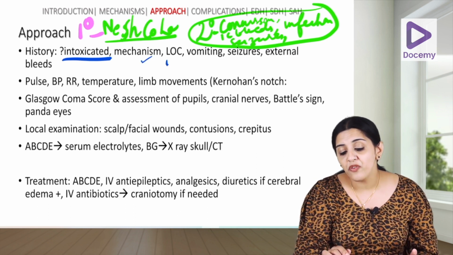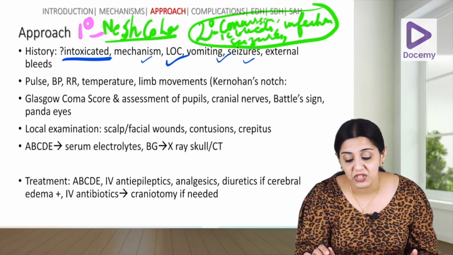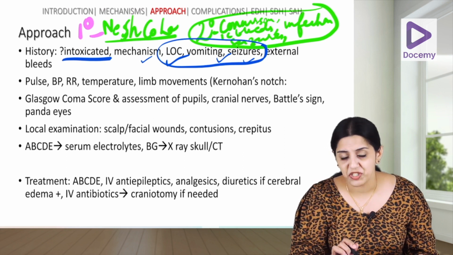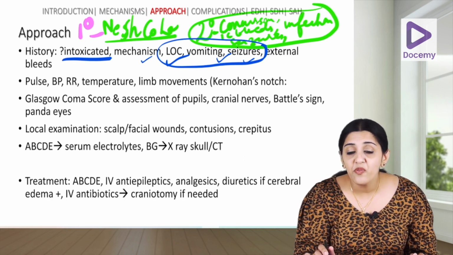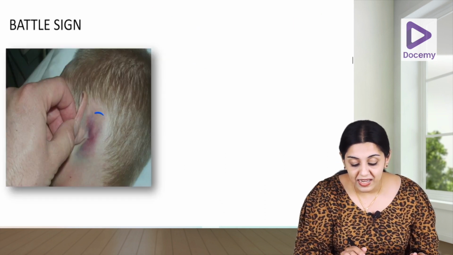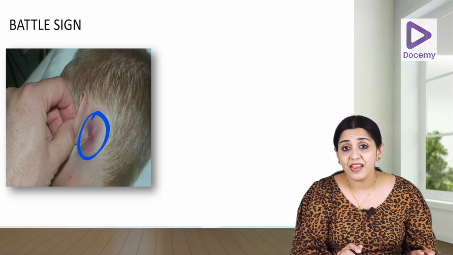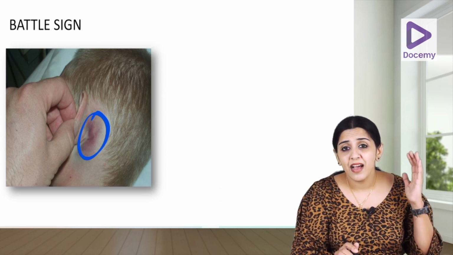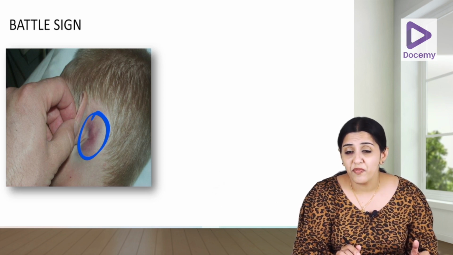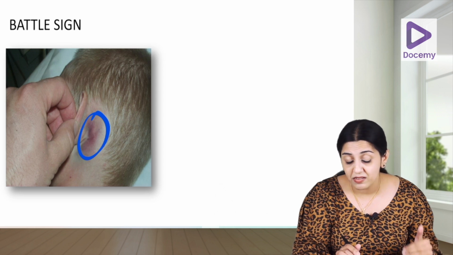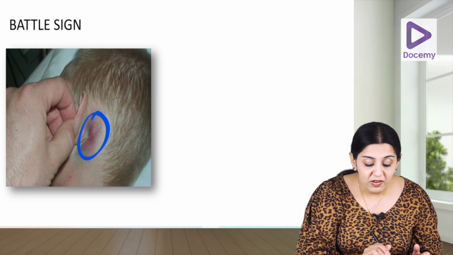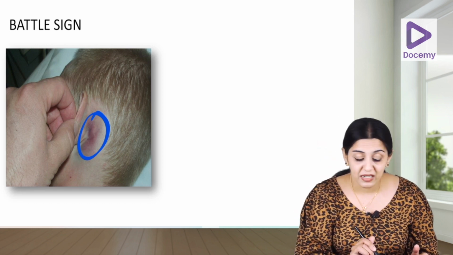Was there any history of loss of consciousness, vomiting, seizures? These things are typically asked for all trauma cases in the casualty or the emergency department, and look for any external bleeds. This could be an indication. This is called battle sign. Battle sign means there is a bleed in the cranial fossa, which has seeped through the superficial layers of the scalp, and it is evident in the mastoid area behind the ear. So that could be an indication of an internal bleed.